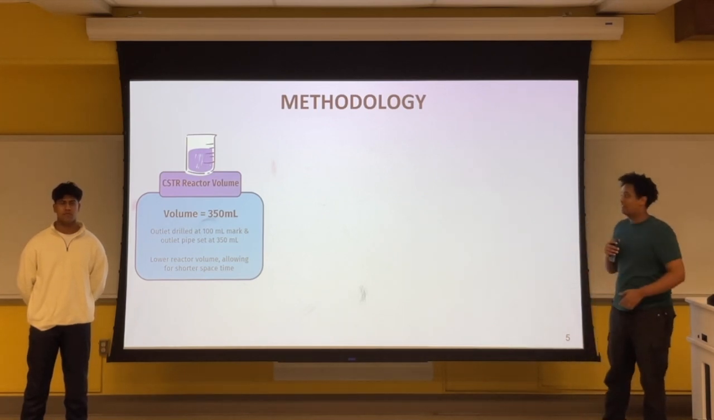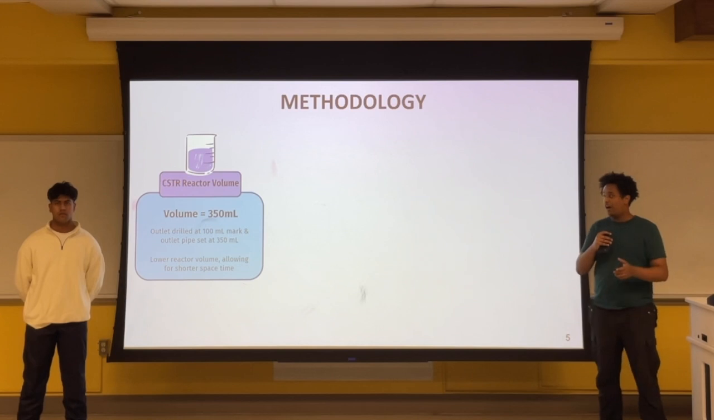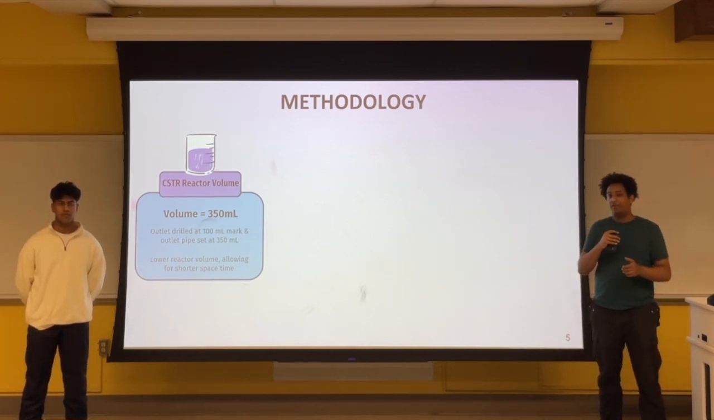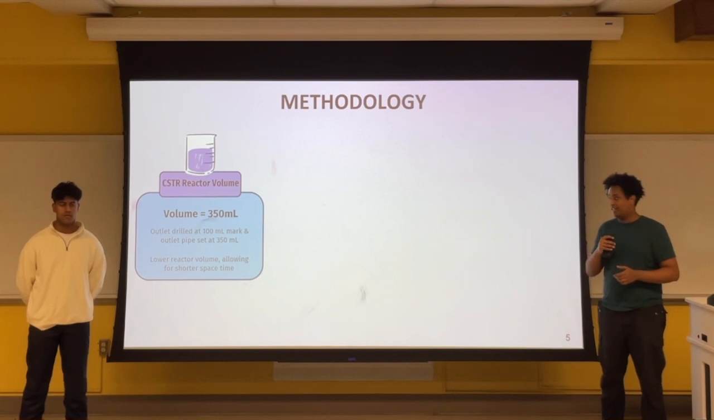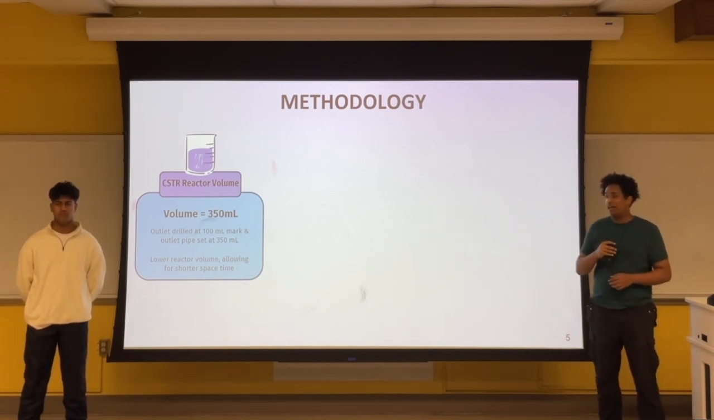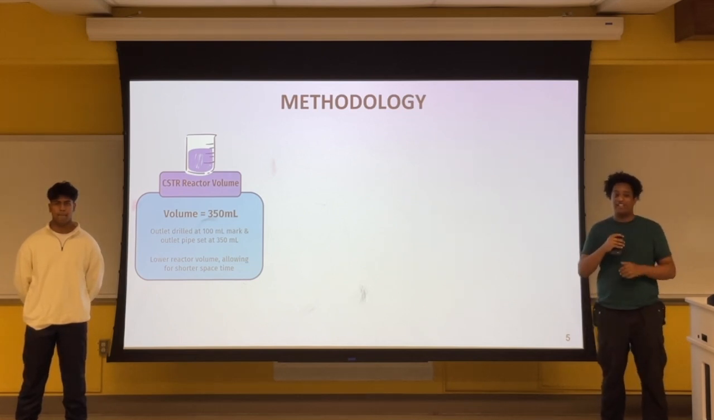As for our CSTR reactor volume, we chose a volume of 350 milliliters with an outlet drilled at the 100 milliliter mark and an outlet pipe set at 350 milliliters to ensure steady state. We opted for this because a lower reactor volume allowed for a shorter space-time and achieving a greater steady-state percentage.